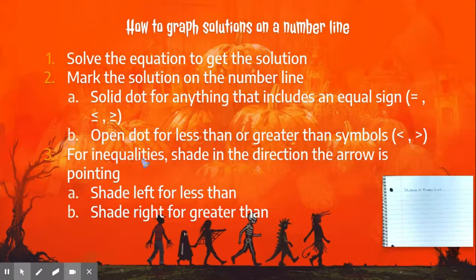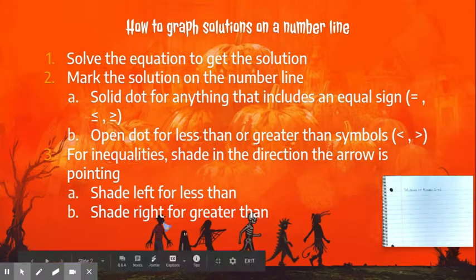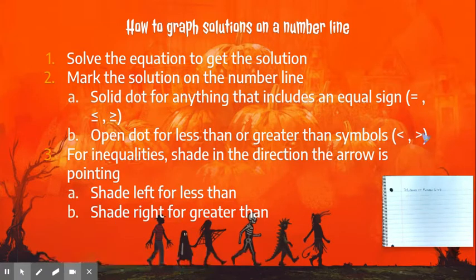For our inequalities, so that's all you have to do with equations is just put the dot there, and you're good. For inequalities, we need to shade in the direction the arrow is pointing. Okay, so if it's a less than or equal to, or a less than, you want to shade to the left. So if it was x is less than 3, you put the dot on 3 and then shade all the way to the left. And anything that's greater than, shade right. So greater than or equal to, or just the greater than. So if it was x is greater than 3, you put your dot at 3 and then shade to the right. Okay, let's do some examples to show.